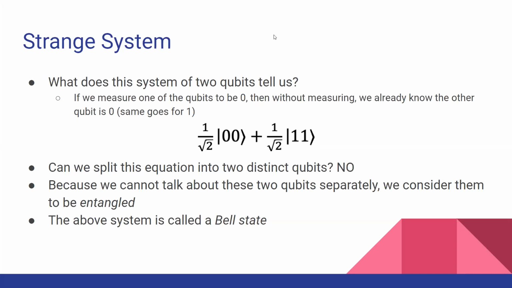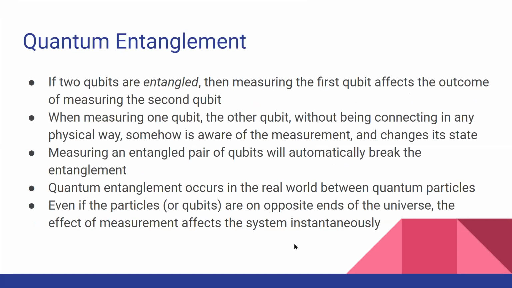This specific state up here is called a Bell state, which is just equal probabilities of the 0, 0, and 1, 1. You can also have equal probabilities of 1, 0, and 0, 1, and it's also a Bell state. So what does it mean to be entangled? This is something I just brought up. If two qubits are entangled, then measuring the first qubit will affect the outcome of measuring the second qubit. When measuring one qubit, the other qubit, without being connected in any physical way, will somehow be aware of the measurement we made on the first qubit in that equation I showed you on the previous slide.